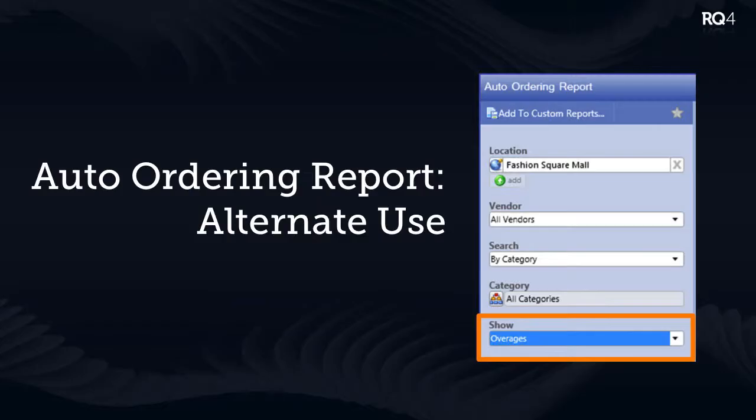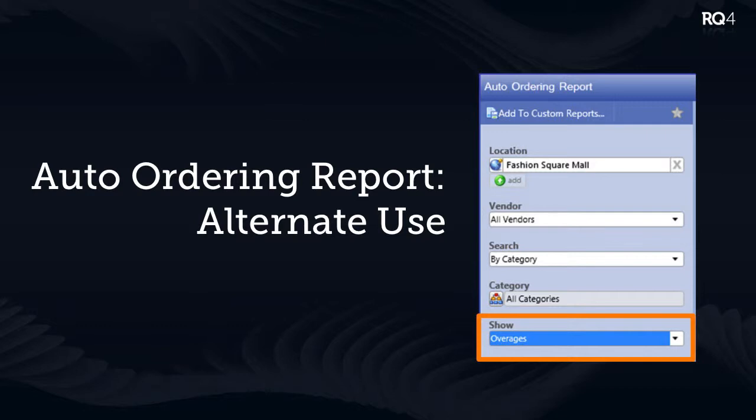And last but not least, what we wanted to really point out is we have the ability to use reporting in the system for multiple functions. And people always ask us, how do I get to this report? And this specific report, the auto ordering report, we can use for another very important purpose, and that is to determine whether or not we are overstocked in our locations.